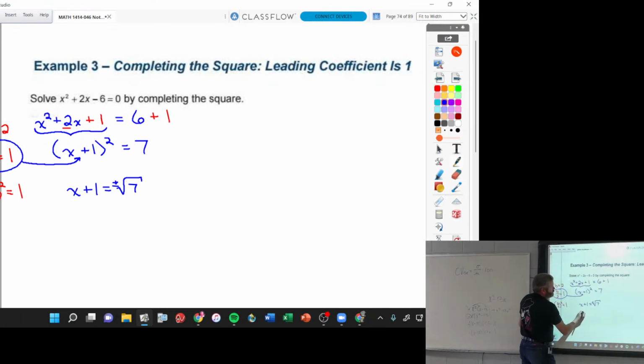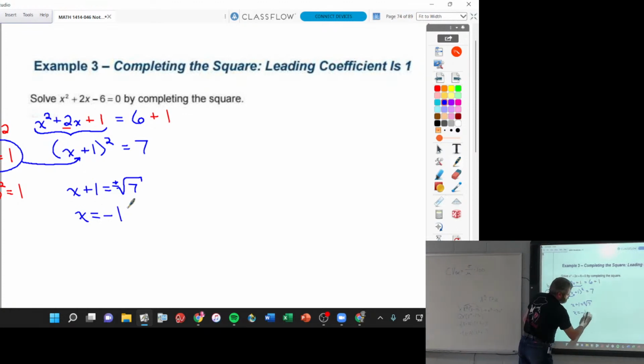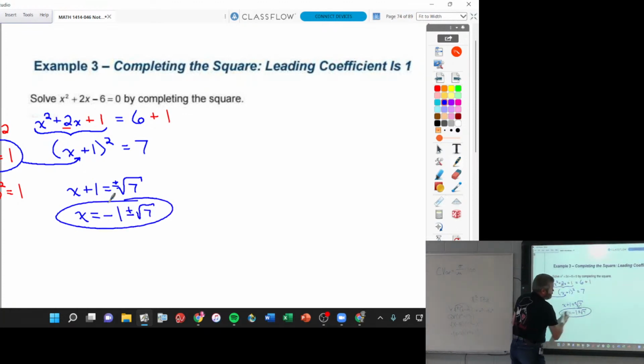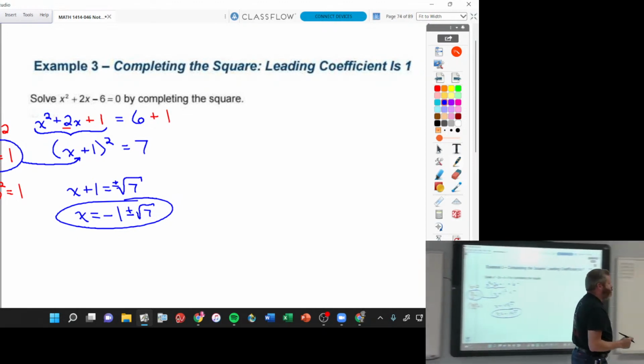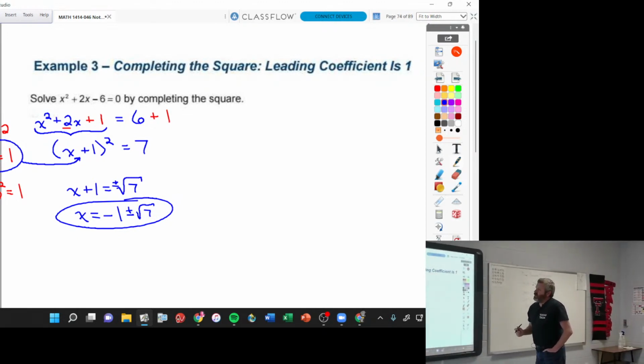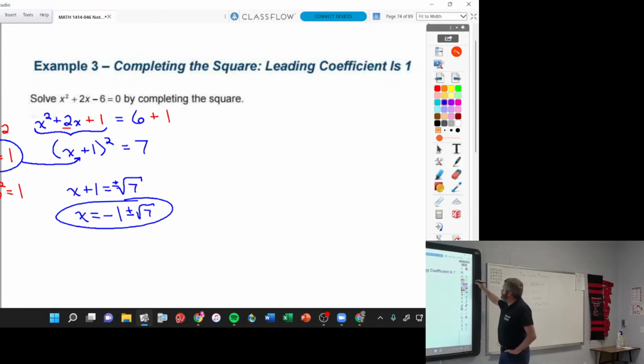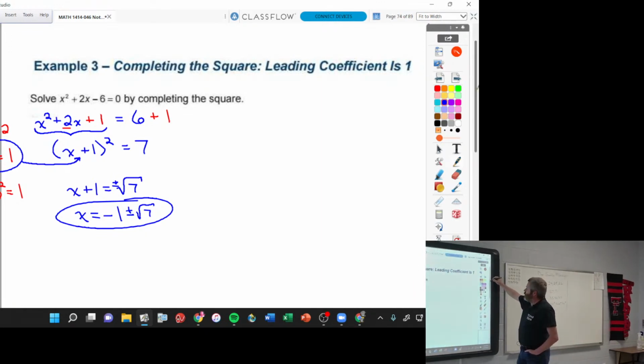Subtract 1 from both sides. x equals negative 1 plus or minus the square root of 7. Okay? There you go. I think that was actually a different problem from number 2 a while ago.